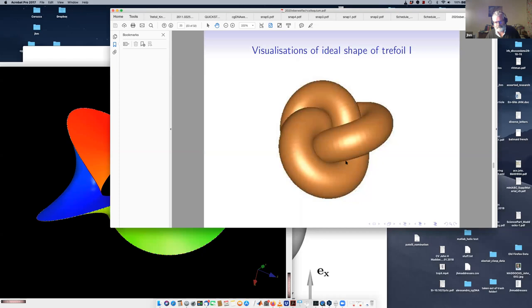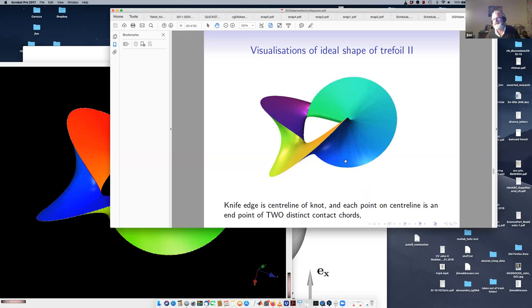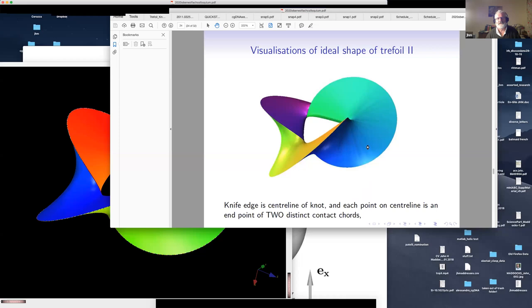And now, actually, I think I won't go into full art. So that's that. The demo worked, so now I don't need to show you the slide. That's just a snapshot of the 3D. The knife edge is the center line of the knot. And each point on the center line, I'll go back up to the full screen mode. Okay, so there we go.